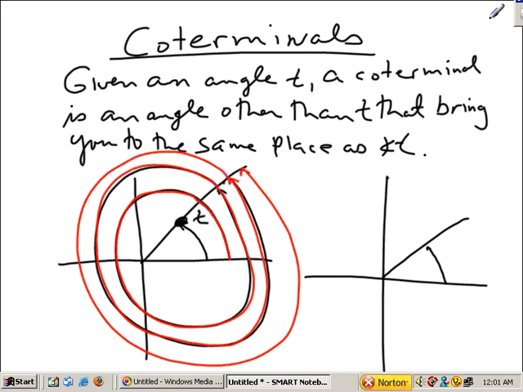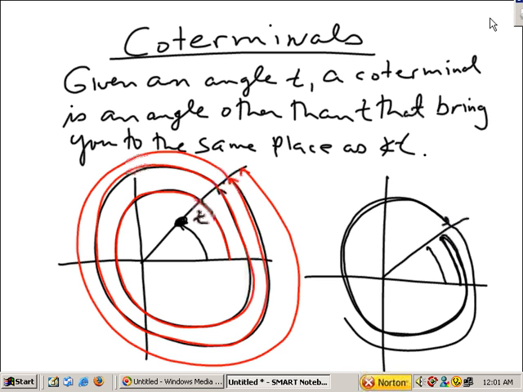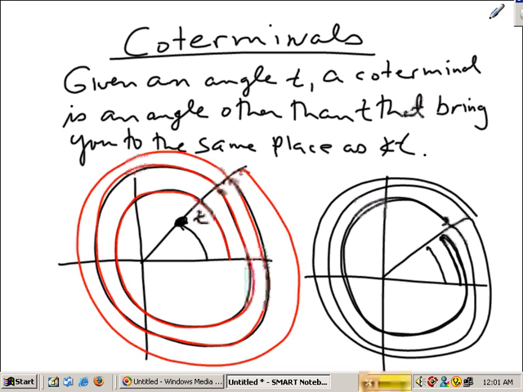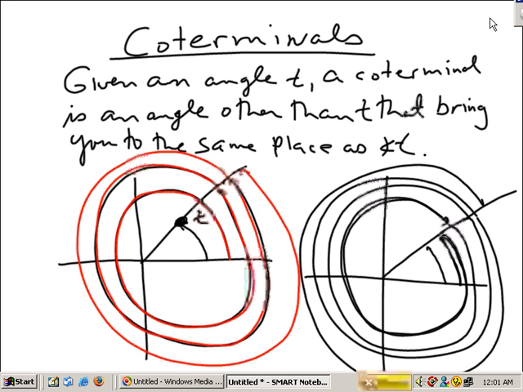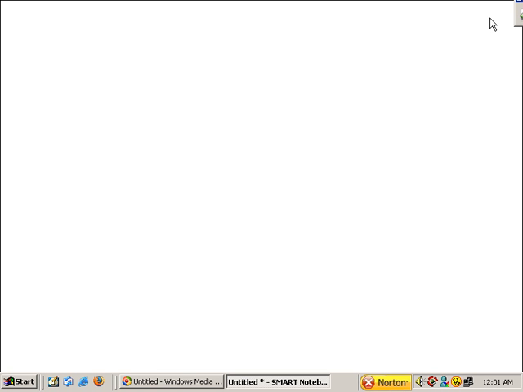If this is angle T, you can go to angle T, and then you can take away 360. That brings you back there. Or, you can go to angle T and take away 360, and take away another 360, and you can keep taking away 360s all day long. It brings you right back to the same angle. So basically, given an angle, you can add or subtract any multiple of 360 or 2 pi, and you'll get back to the same place. That is, given an angle, a coterminal can be obtained by adding any number of 360s, or taking away any number of 360.